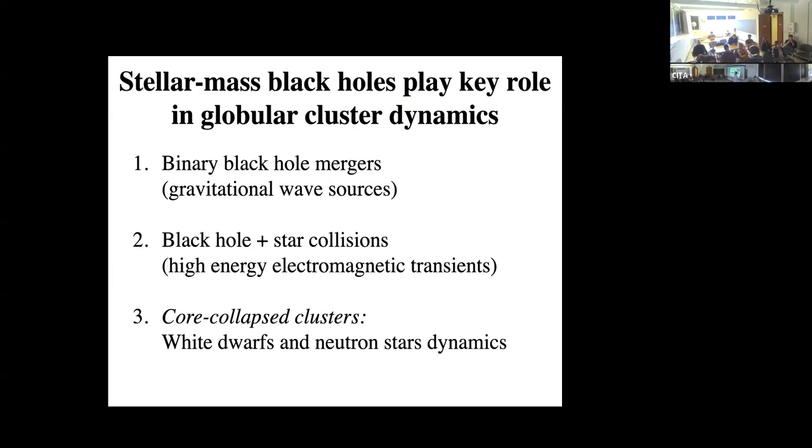Binary black hole mergers and implications for LIGO gravitational-wave sources; collisions of black holes and stars and the ability to produce high-energy electromagnetic transients; and then at the very end I'll talk a little bit about other stellar remnants, white dwarfs and neutron stars, and why those are particularly exciting in core collapse globular clusters.